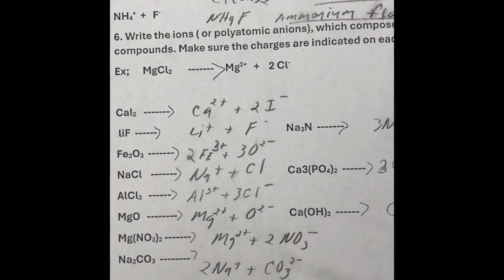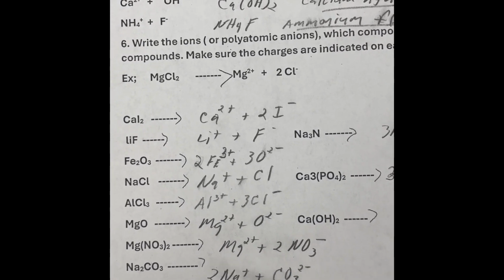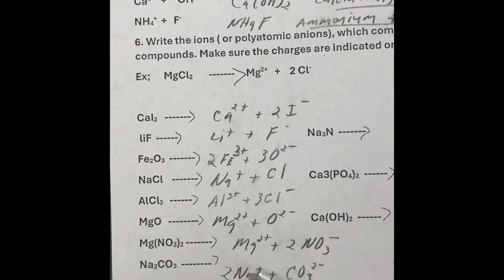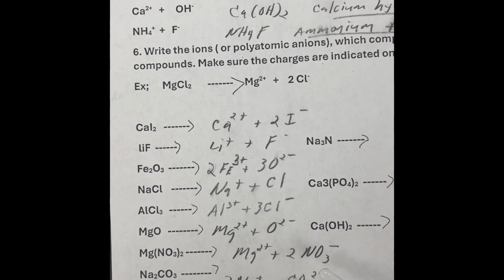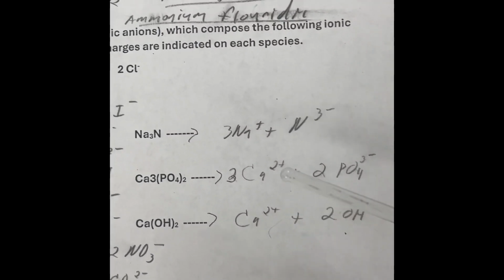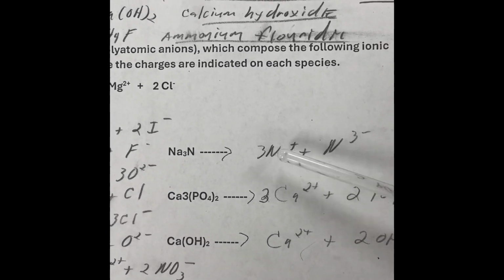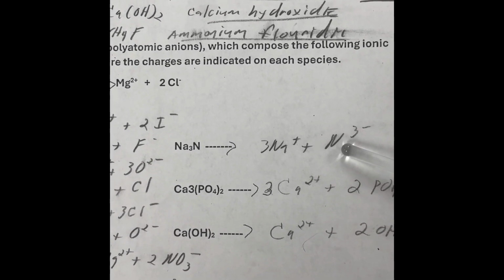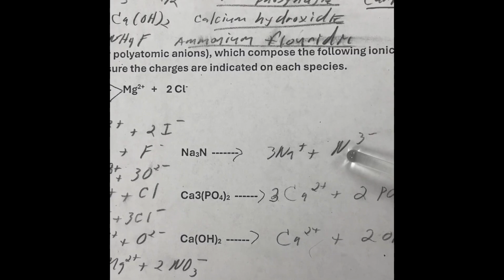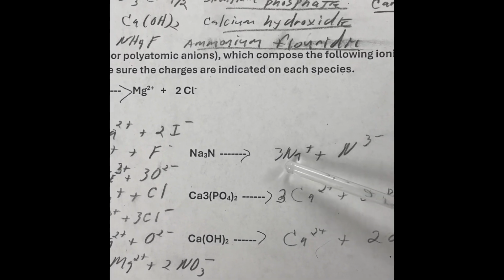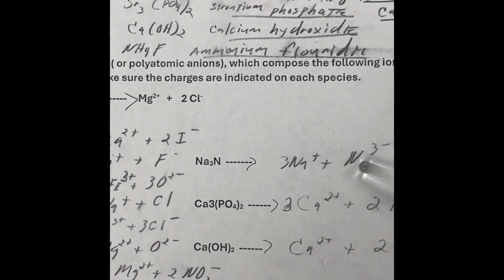Let's see if this is neutral. 1 carbonate has a minus 2. 2 of these has plus 1 again, plus 2, minus 2. Bingo. This is sodium nitride, not nitrate, but nitride. And there you go, 3 positives and a triple negative.